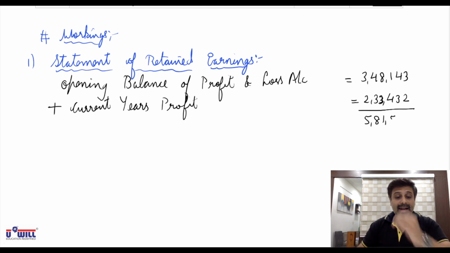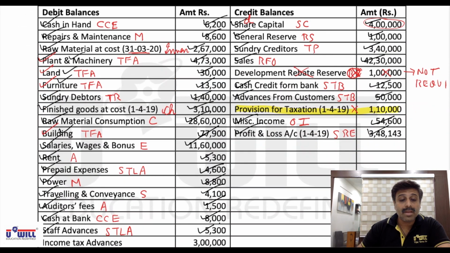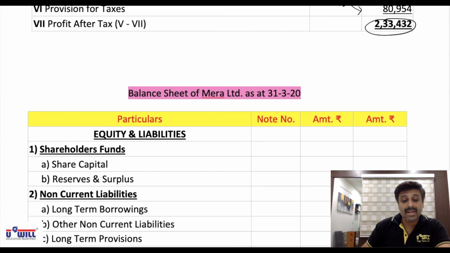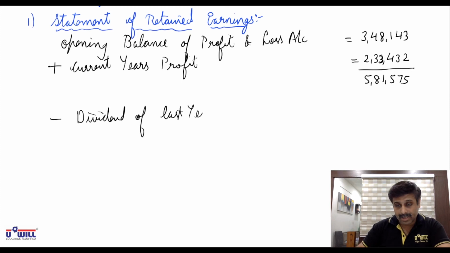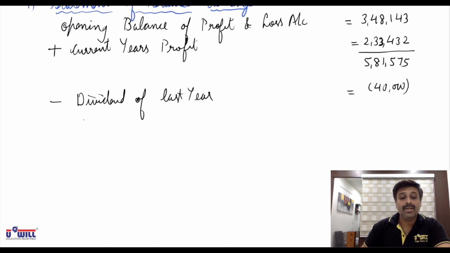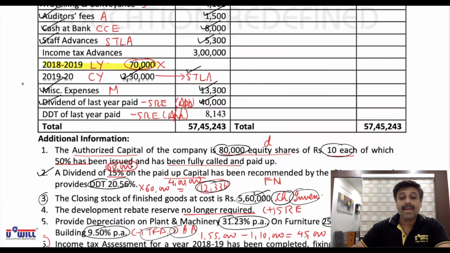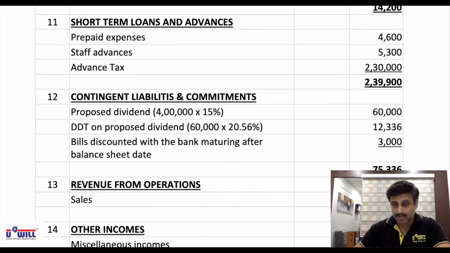Now in that we have to minus. What are the things we have to minus? Very first, from the trial balance, dividend of last year 40,000, written in bracket. Then we also have dividend distribution tax on that. What is the DDT on last year's dividend? See that in the trial balance again, 8143. That also we will minus.